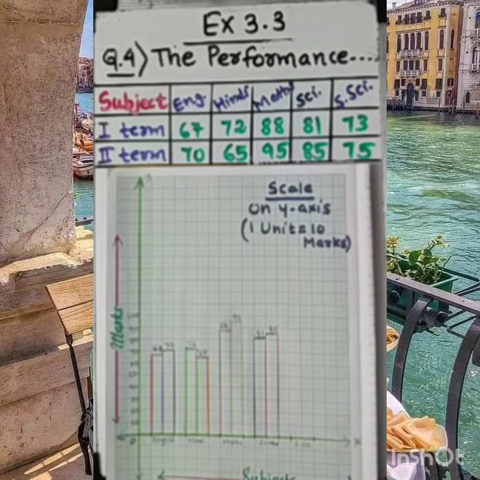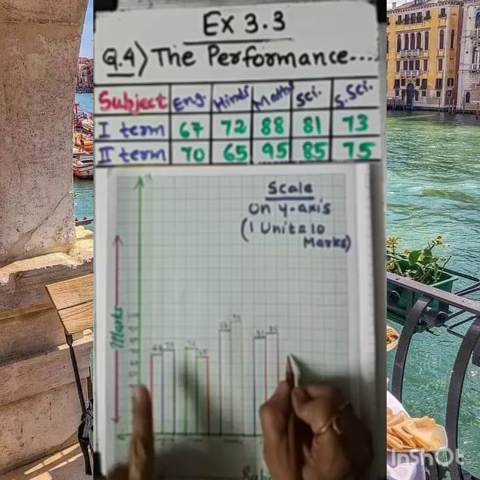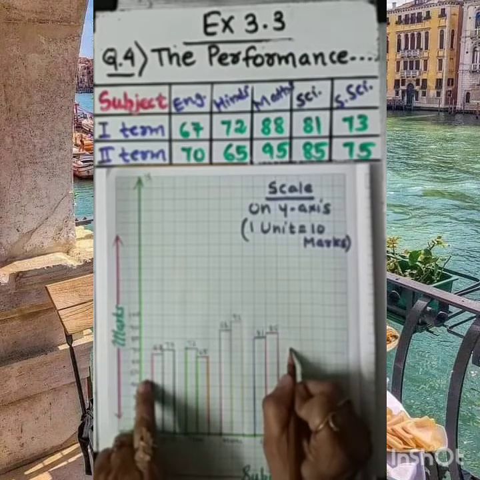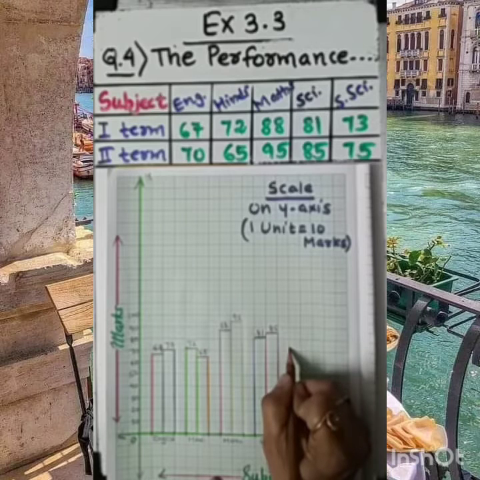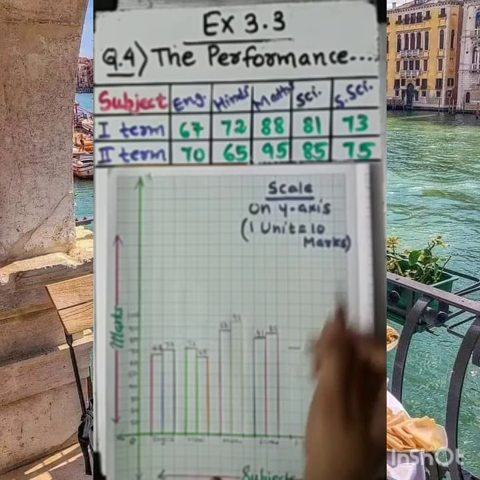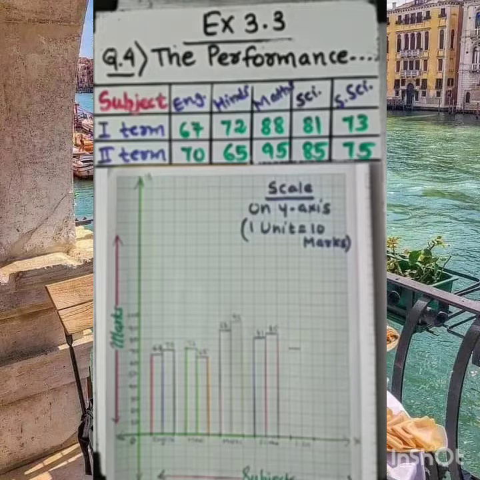Okay. Let's come to the last, that is given here, social science 73. Where to mark 73? Between 70 and 80. Between 70 and 80, immediately after 70, the third line is showing 73. Agree? This is the third line, 73. And 75 we need to locate here somewhere.